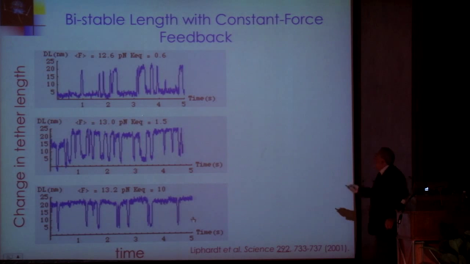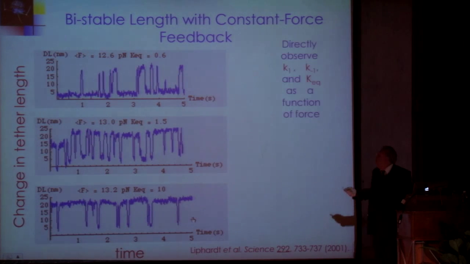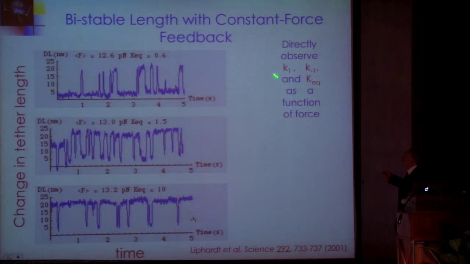So, the important thing about this is that from here we can get rate constants for unfolding and refolding. The ratio of the rate constants gives me the equilibrium constant for the process at a particular force, and I can always extrapolate to zero force and obtain the free energy that everybody could relate to at zero force. Right?